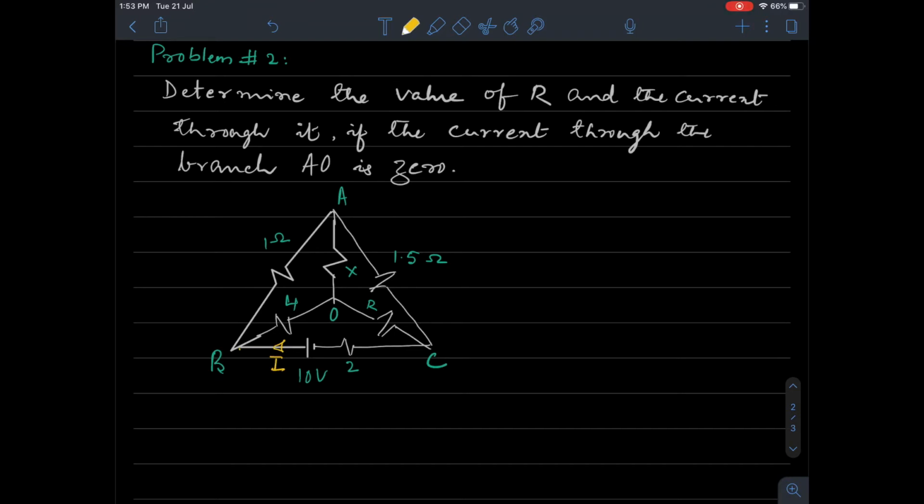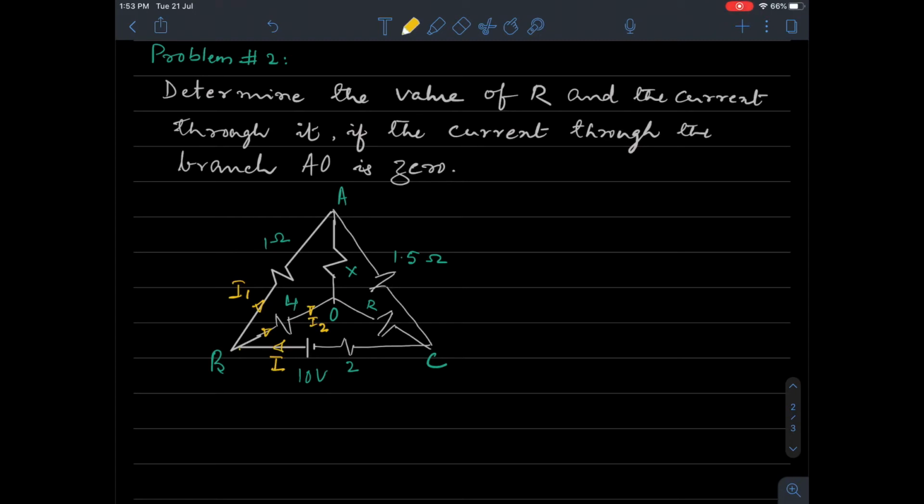Current will come up to B. What is the course of this current? Current somehow has to come back to C. What are the possible ways in which the current can come back to C? So at point B, current can see two paths. It can take a path here. It can take a path here. All right. So I will call this current I1 and I will call current through 4 ohms to be I2.